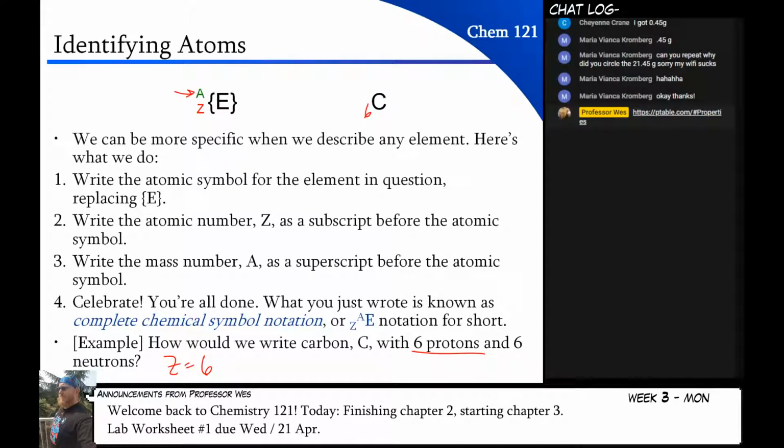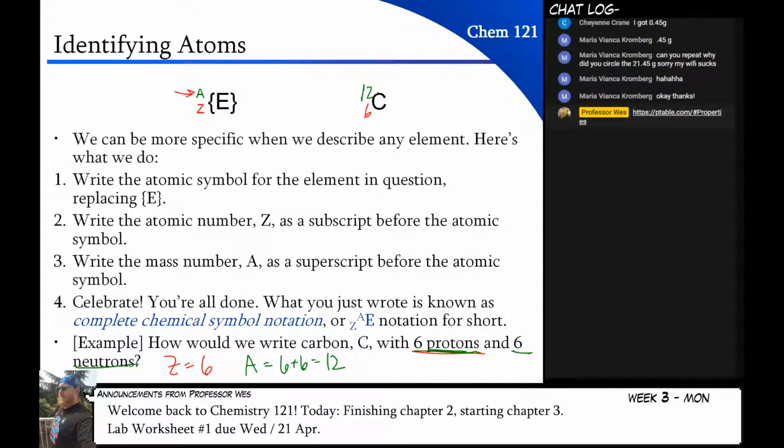Now I need to solve for A. A is the number of protons plus neutrons. And so that would be protons right here and neutrons. And so I would have 6 plus 6 is 12. So I would put 12 up there. And there you go. That's the isotopic notation symbol for carbon. Specifically, carbon with 6 protons and 6 neutrons.